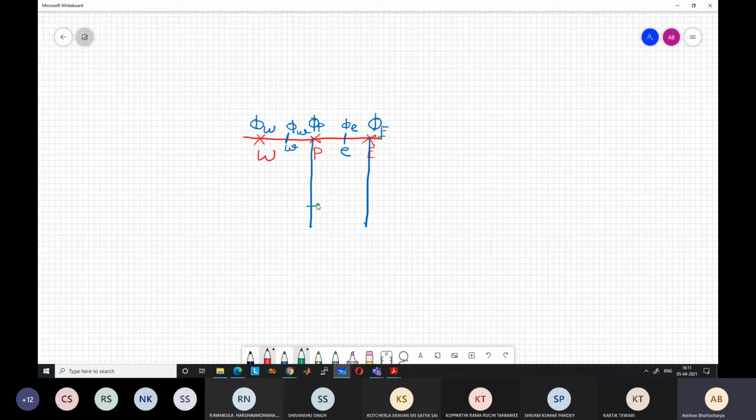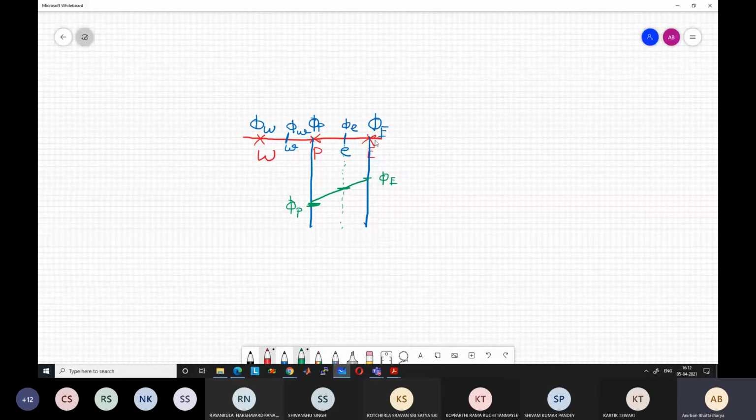Okay. So in one case, say this is phi P. The diagram may not be very accurate, but you will understand. And this is phi capital E. So we have assumed that there is a linear variation. This was for the central difference scheme. And accordingly, at the interface, we have assumed that phi small e is equal to phi capital E plus phi capital P by 2, because of this linear variation.